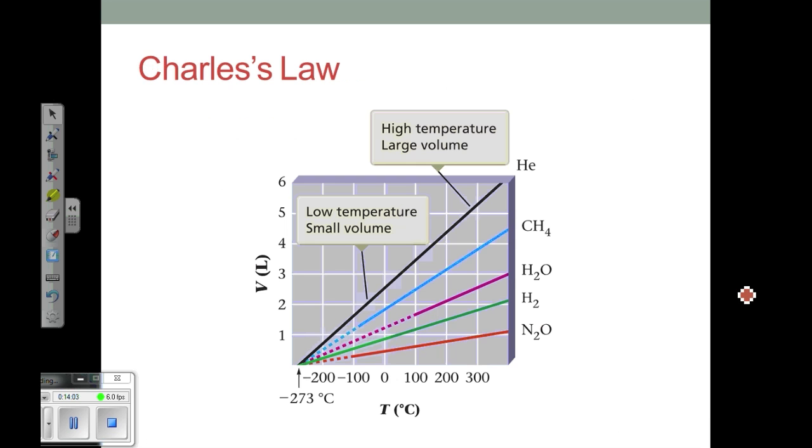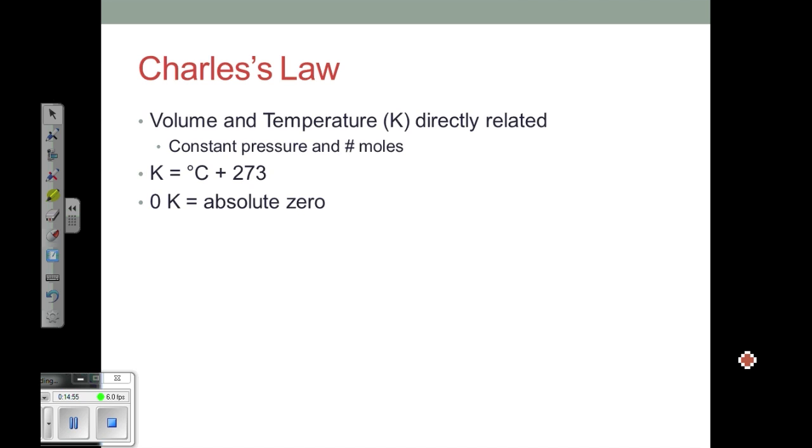All right, so next one. Charles' law. What do you notice about this graph? As we increase temperature, these are various gases they list here, our volume is going to increase. This is Charles' law. So volume and temperature are directly related. We say they're directly related because if we increase one, we're going to increase the other. Now if they are inversely related, that means we increase one and decrease the other. But temperature and volume are directly related.